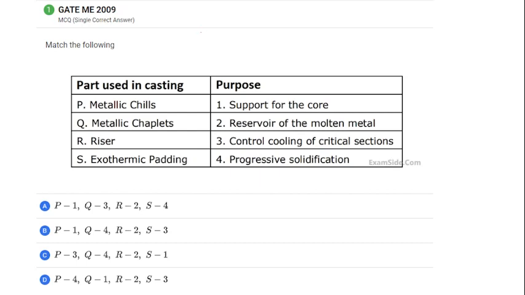Yeah, D is correct. I think there will be no doubts in this, right? Gels we use when we need progressive solidification or directional solidification. Chaplets we use when there is a critical section, a section which has low strength. Then we put chaplets on that. Riser we use for reservoir, and then exothermic padding to support the core. So option D is correct.